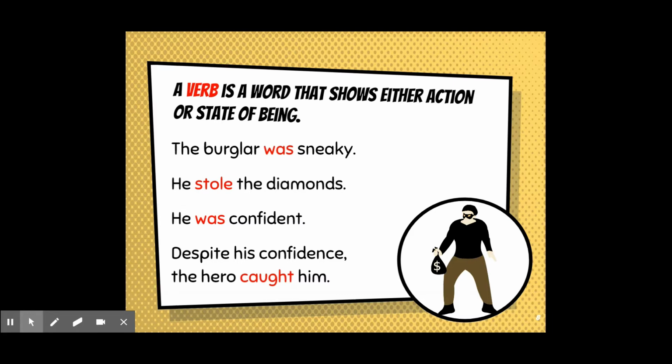He stole the diamonds. This is an action verb. He was confident. This is also a state of being verb, just like example 1. Fourth, despite his confidence, the hero caught him. Caught would be another example of an action verb.